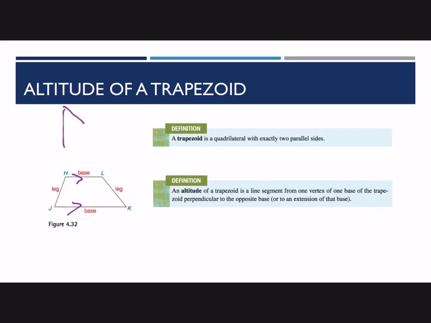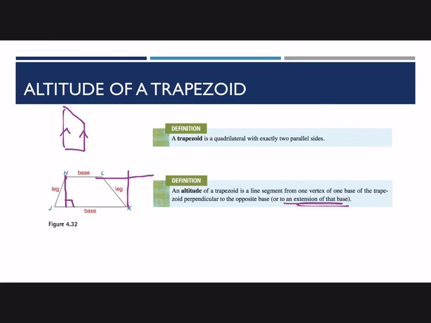So if I were to stand it up on end like this and have these be parallel, then those would still be the bases. Then an altitude is a line segment from one vertex of one base perpendicular to the opposite base or to an extension of the base if needed. So for example, I could start at vertex H and drop a line segment perpendicular to base JK, and that's an altitude. I could also start at K and drop a line perpendicular to HL, and it's not going to hit HL, but it will hit an extension of HL.